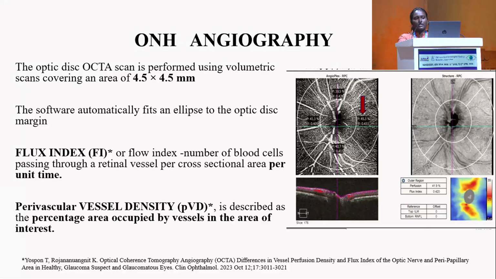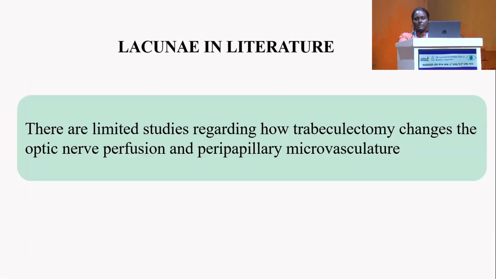Optic nerve head angiography is done and the scan is taken with an area of 4.5 by 4.5 millimeters, and the software automatically fits an ellipse to the optic disc margin, with which we measure flux index and peripapillary vessel density. Flux index, or flow index, is the number of blood vessels passing through the retinal vessel per cross-sectional area per unit time, and peripapillary vessel density is described as the percentage area occupied by vessels in the area of interest. There are limited studies regarding how trabeculectomy changes the optic nerve perfusion and peripapillary microvasculature.